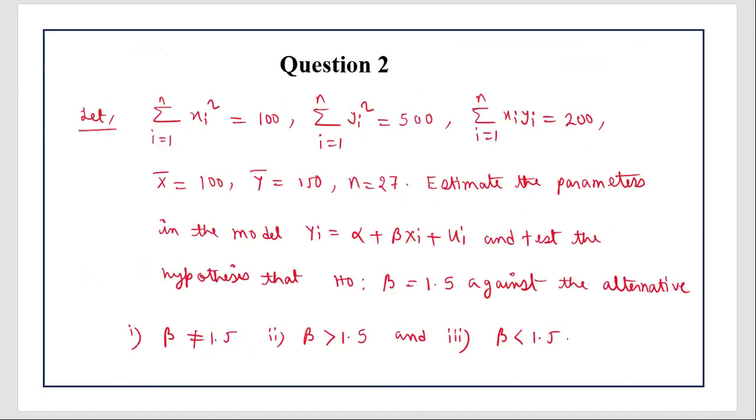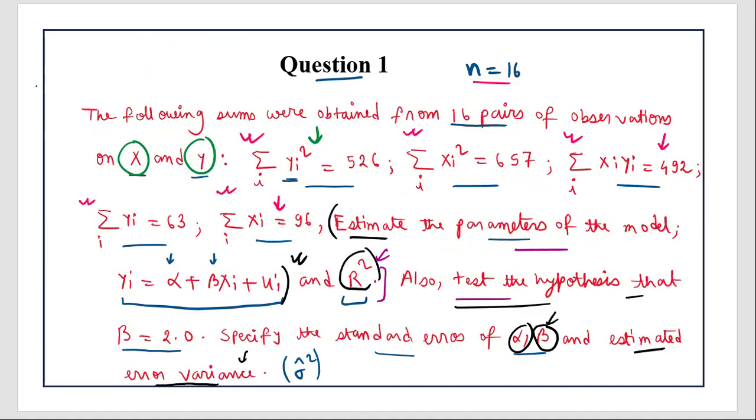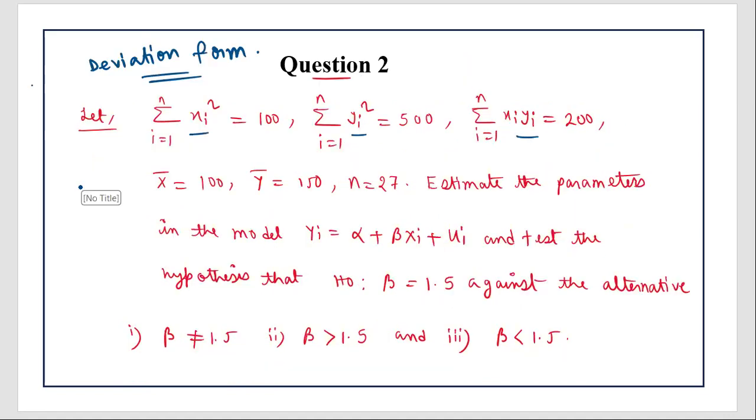Now let us look at the last question for today, which is question number 2. The reason I have given this question is that it is in the deviation form. All the data given to you are in deviation form. See, this is small xi, this is small yi, this is small xi yi. In the question we solved previously, all the values are capital: capital Yi, capital Xi, capital Xi Yi. So the formulas you work with will change when you work with deviation form versus the original data points. The process will be the same, only some of the formulas will be different.